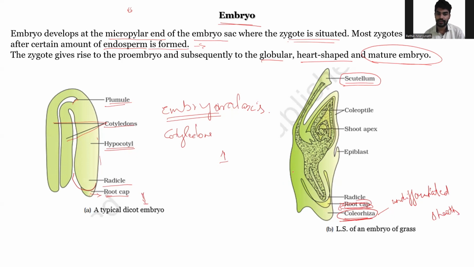Then in the embryonic axis, an attachment can be seen, a small growth attachment. This is actually called the epiblast. So what is this epiblast? It is a small growth which is normally attached to this embryonic axis.